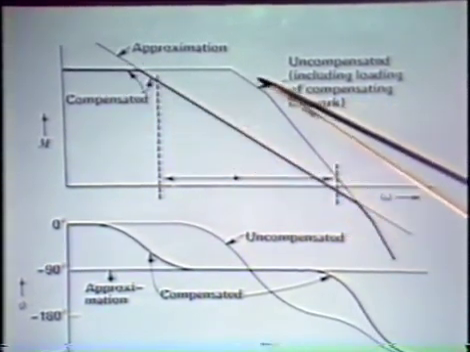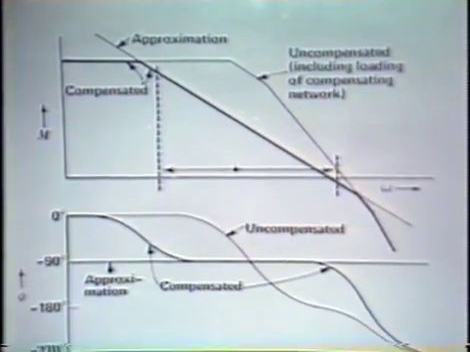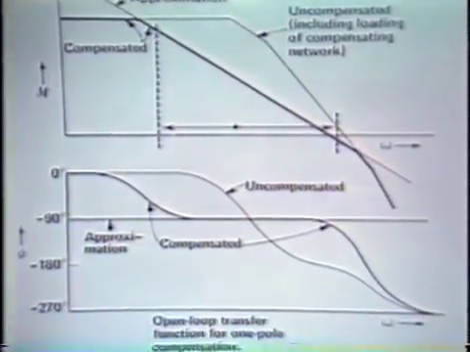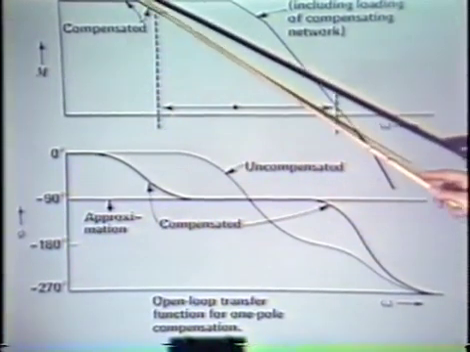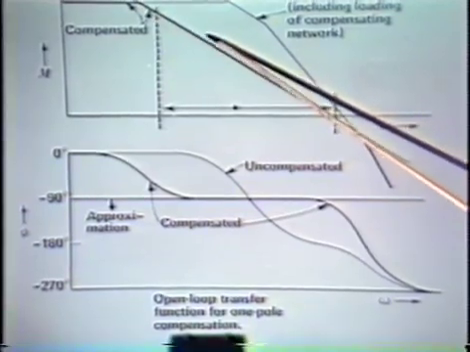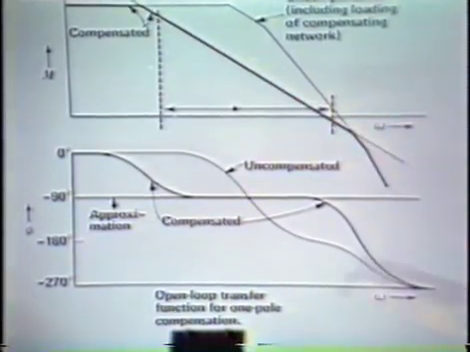So that's this curve. Then we draw the approximation. In the case where we use a single capacitor, we of course get a one-pole approximation inversely proportional to S. So here's the approximation.